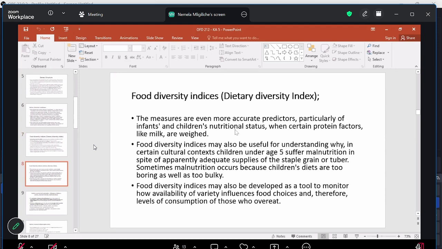Dietary diversity measures nutrition status and what they consume in general. So the dietary diversity index was also developed as a tool to monitor the availability of a variety of food choices and therefore the level of consumption of that food. What food is available and who eats what.